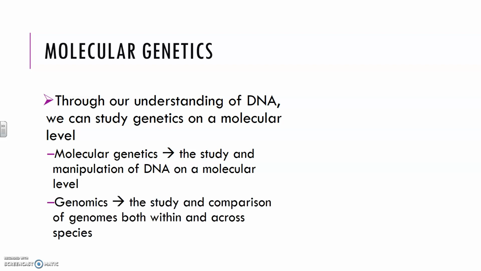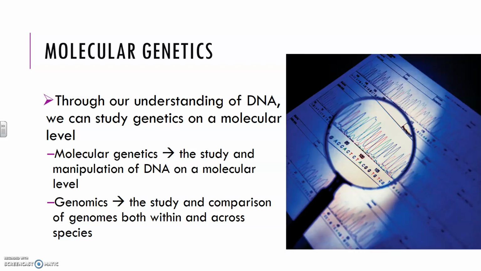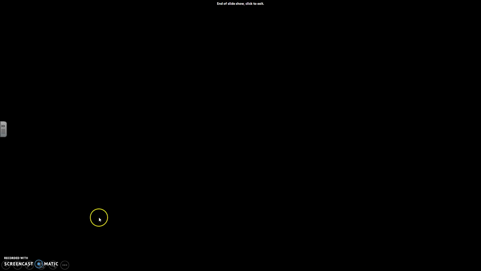And then genomics is the study and comparison of genomes both within and across species. Oftentimes you'll find very similar genes in different species when you wouldn't necessarily think you would. We'll get more into this as well, but if you ever see crime scene shows and they talk about DNA fingerprints, they are basically referring to molecular genetics. Alright, so that is the end of 1.3.